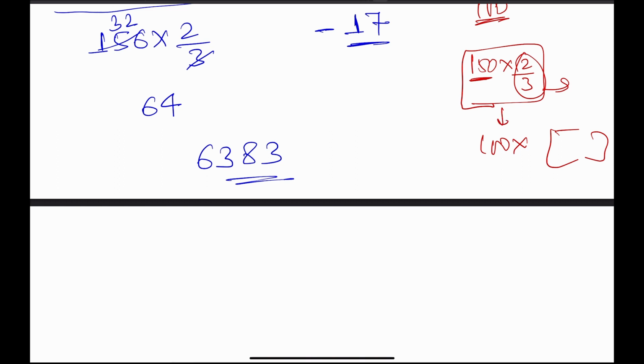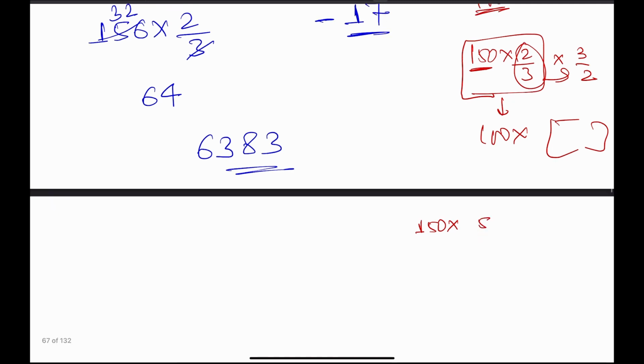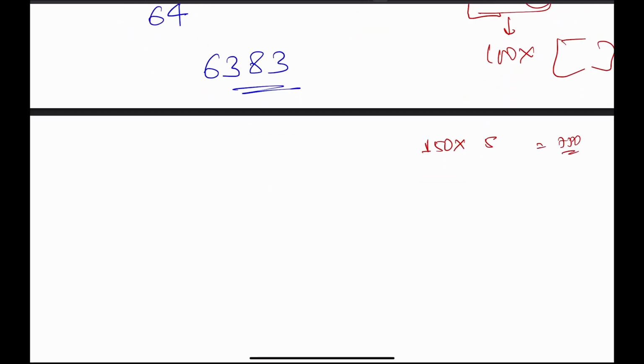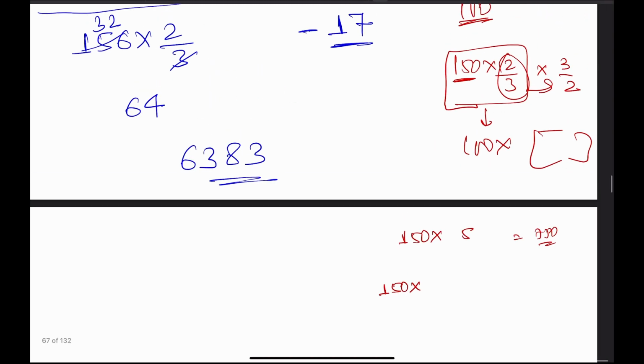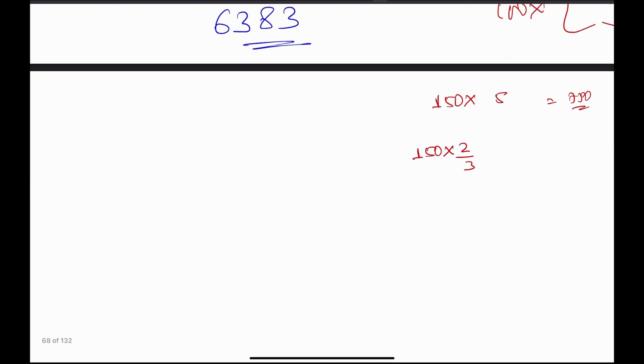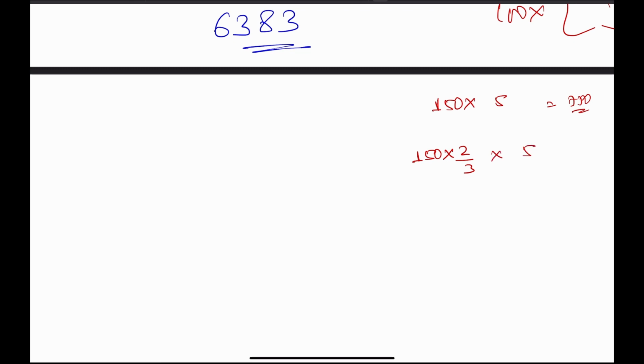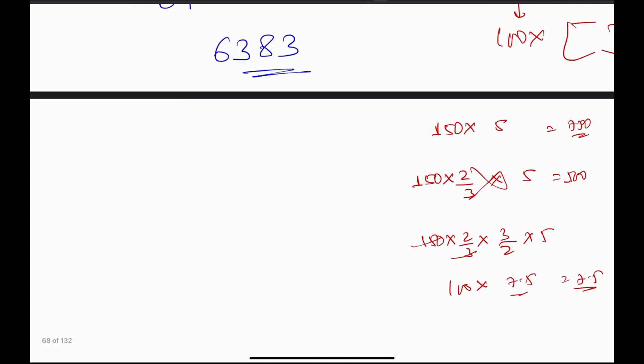So we want to make it 100, so 2 by 3 we will multiply with 150, but again we have to multiply here by 3 by 2 so that it will be cancelled, it will be 1 only. If the question is 150 into, suppose, 5, it will be 750, everyone knows. But if I just want to make it 100, if I multiply 2 by 3, then into 5 it will become 500, which is obviously wrong. What we should do is 150 into 2 by 3 into 3 by 2 into 5. So what is happening here? This will become 100 into 7.5. So 7.5 is the answer.